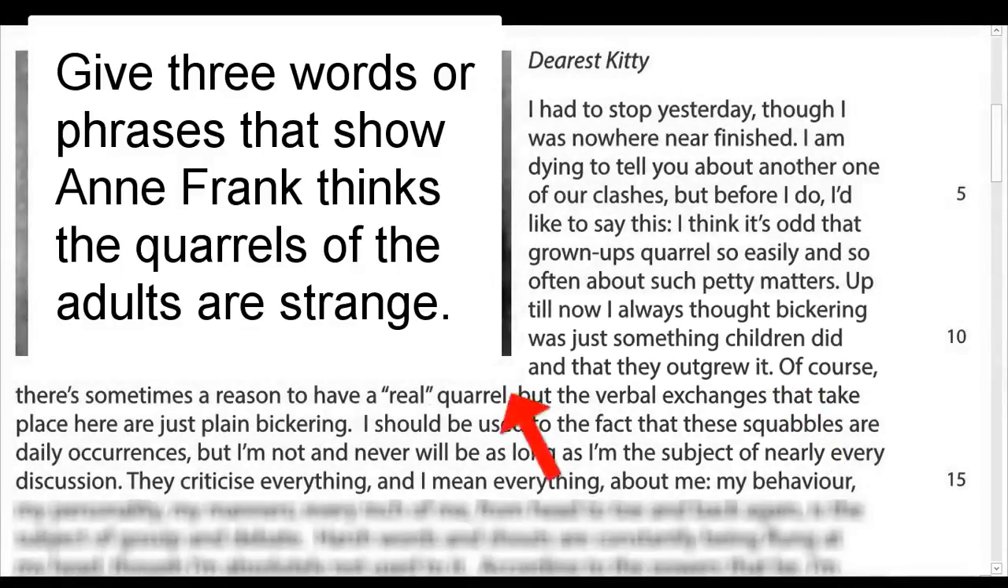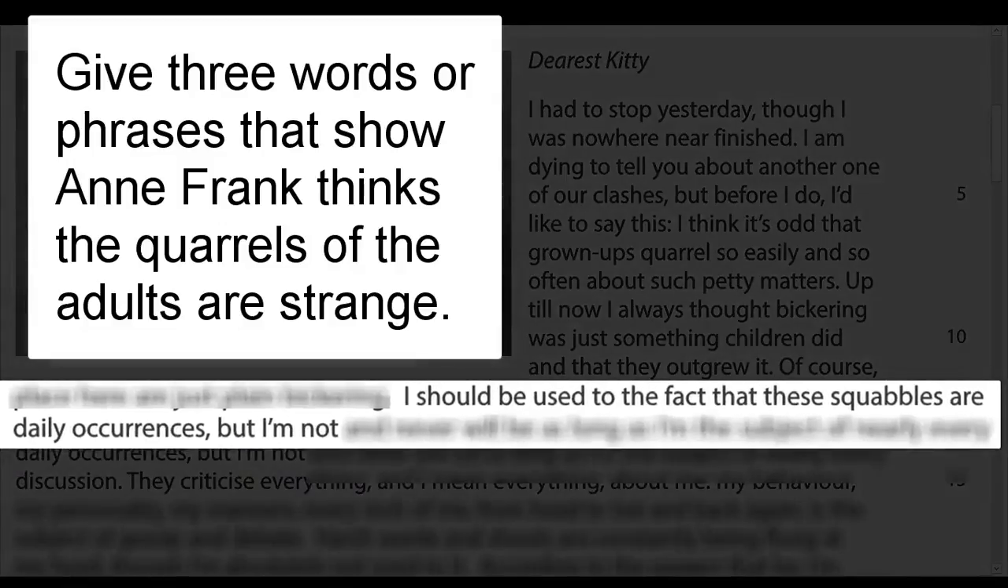We continue scanning. And then on line 13, "I should be used to the fact that these squabbles are daily occurrences, but I'm not." So we could either use that whole phrase, or we could use "I should be used to the fact," because that's suggesting that it should seem normal, but actually it isn't.